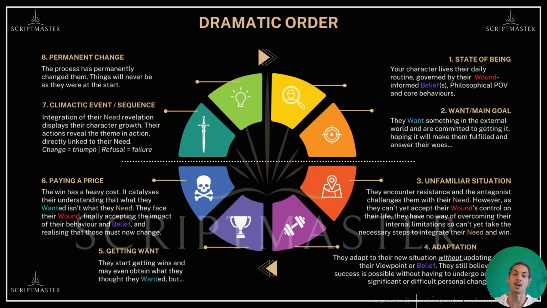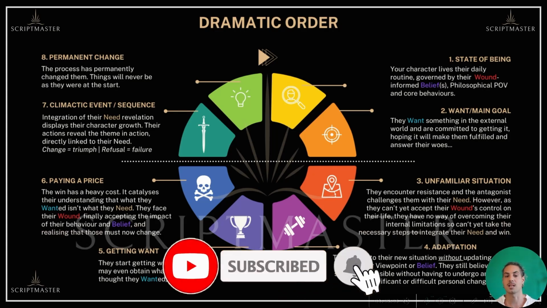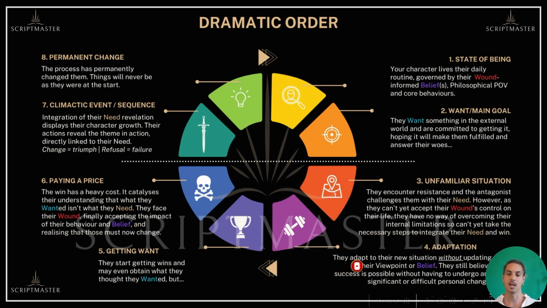Now we go into the climactic event and sequence, where in a transformative arc, this is going to be the result of them integrating their need revelation in that paying a price phase, right? Because in integrating that need, you are showing us they have actually grown. They've learned the lessons throughout this story now, and their actions here in the climax should reveal, therefore, the theme in action, because it's directly linked to that need revelation they just had. So if they were able to integrate what their need represents and champion that in the climax, typically you're going to gift them with triumph as a result.